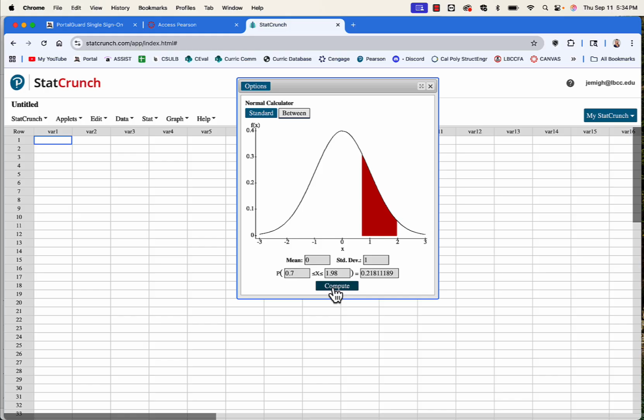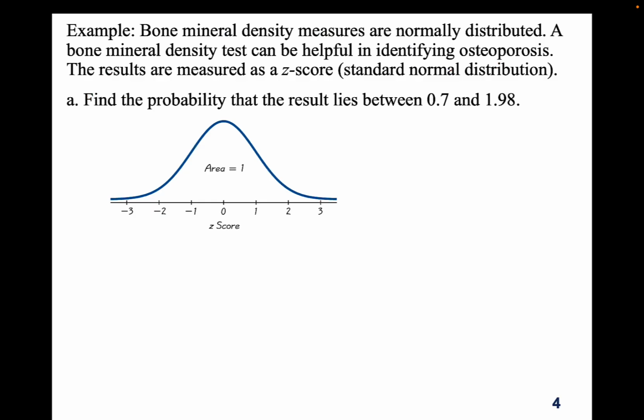And then the second thing we check is right here. This is the probability, after the equal sign: 0.2181, and so on. Let's see what that looks like back in. Okay, we would write that up like this, and the answer follows the equal sign. Nice job. Let's do another one.